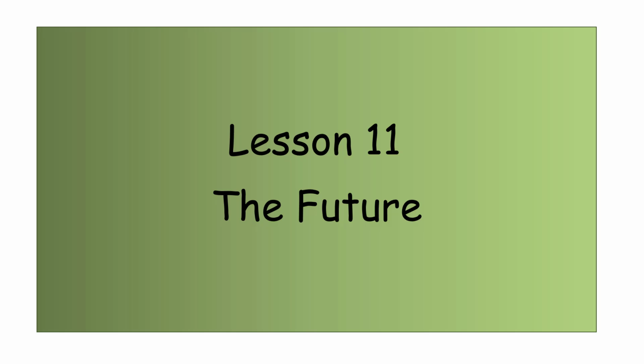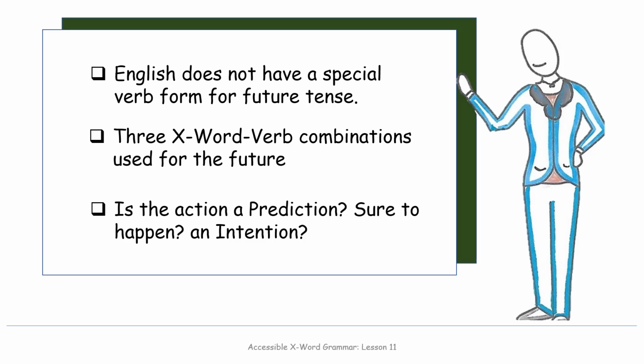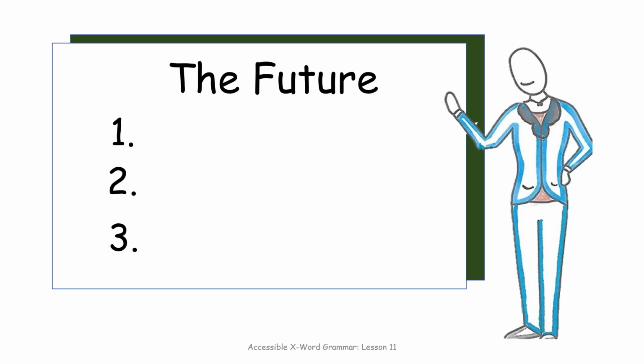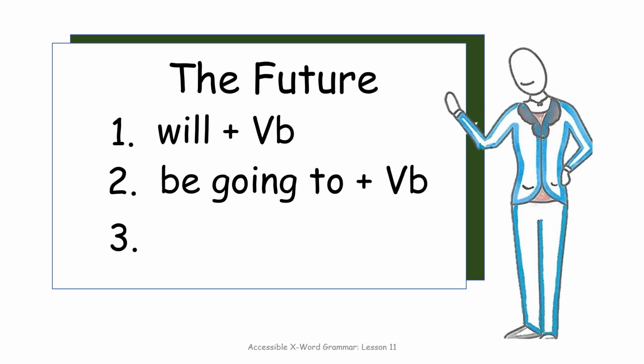In this lesson, we will learn that English does not have a special verb form for the future tense, like some other languages do. To talk about the future, English usually uses one of three different X-word verb combinations. We'll learn that these different combinations tell us in general if the action is a prediction, if it is sure to happen, or if it is someone's intention. The three ways are will plus the base form of the verb, be going to plus the base form, and be plus VING.